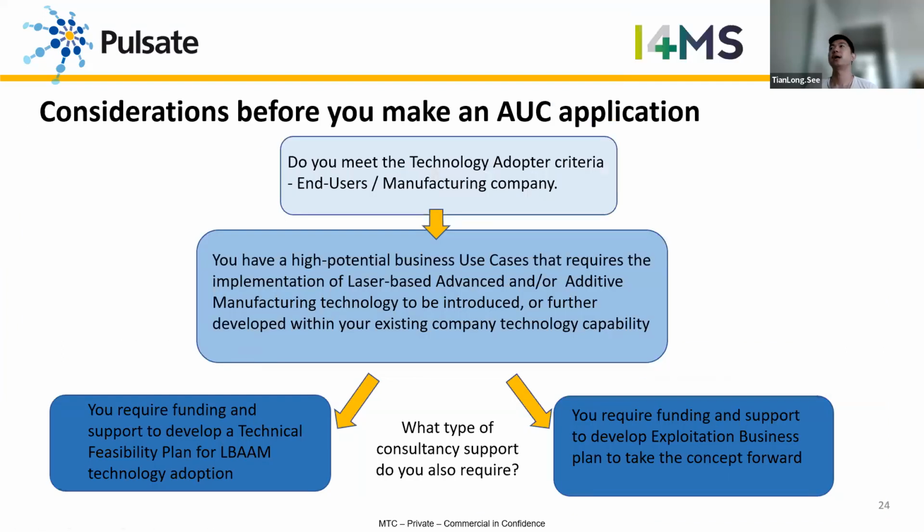So for consideration of whether you would like to do an application for the AUC, these are just a few questions that you will probably want to have a think about and answer. Some of these have also probably been covered by Maria in the previous slide. Obviously the first criterion is, do you meet the technology adopter criteria? So whether you're an end user or a manufacturing company, that is an SME. If your answer is yes, then you'll have to start to think about the cases.